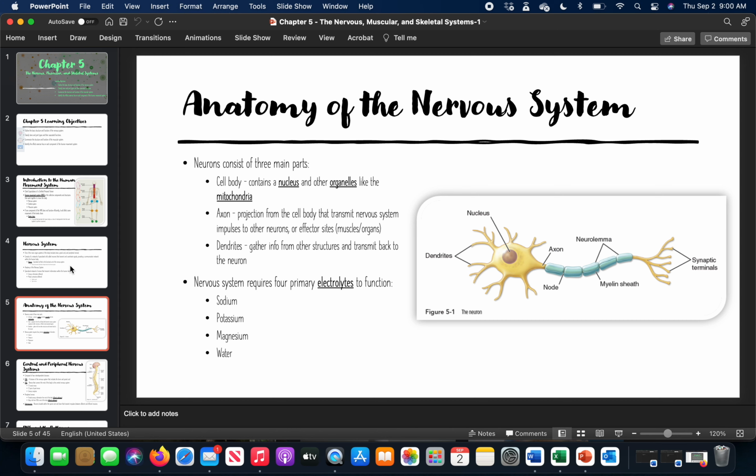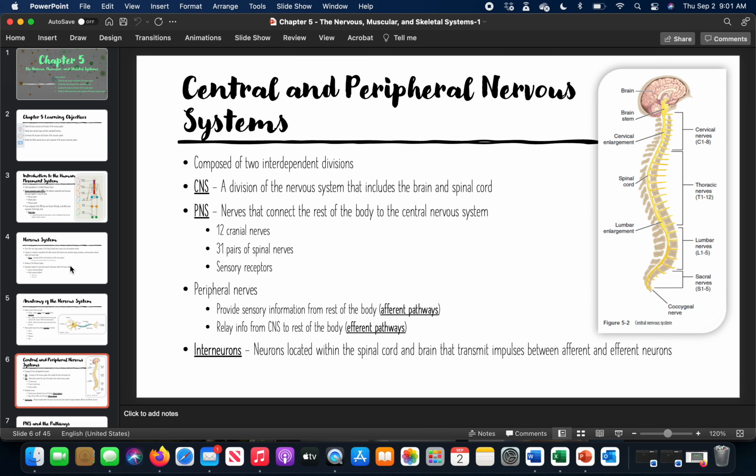Now, a lot like other things, there are four primary ingredients that are needed for nervous systems to fire: sodium, potassium, magnesium, and you also need water. So if you're dehydrated, that can also have an improper function for you. Again, just pay attention to the structure points, making sure you know what an axon is and what a dendrite is, and that'll help you understand the main parts that we're looking at.